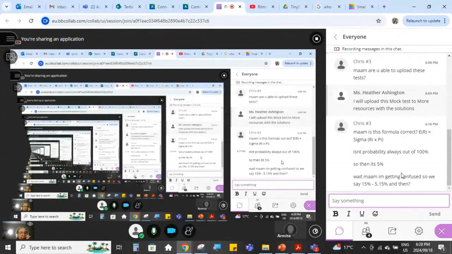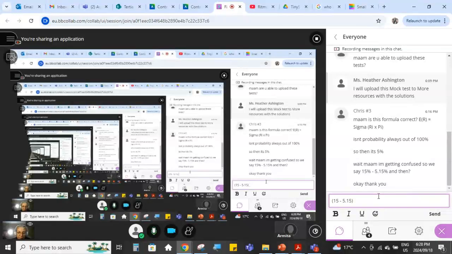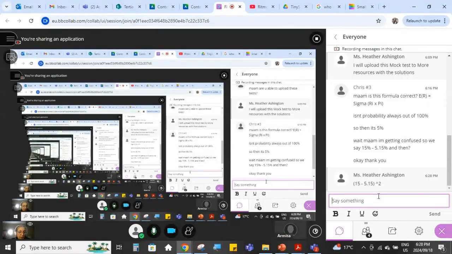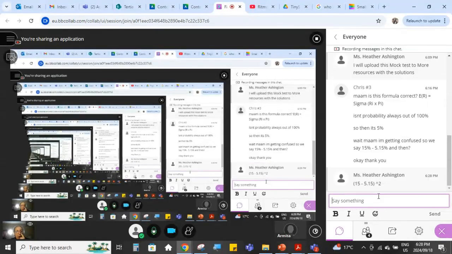15 minus 5.15, are you still on the standard deviation? And then you square it. 15 minus 5.5 squared. So your answer, I'm not going to put the percentages there just to save time. 0.15. Where is that? Squared. And then you multiply that answer by whatever your probability is.